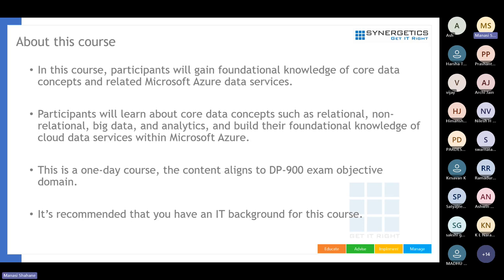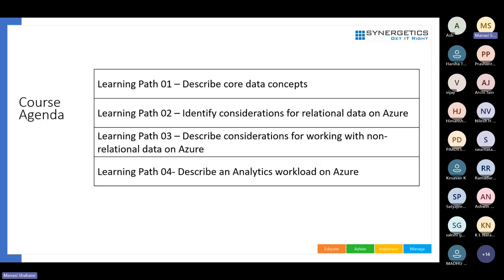Now, moving ahead, this particular certification, DP-900, talks about four modules. The first module talks about the core data concepts. It will cover the fundamentals of what is data, what are the different types of data that are available, what are the different formats of data. All of that is what we are going to talk about in the first module.